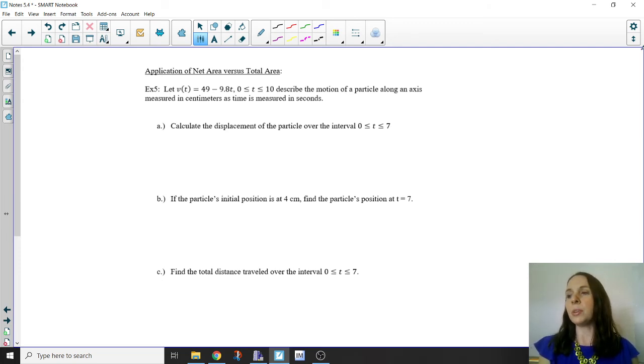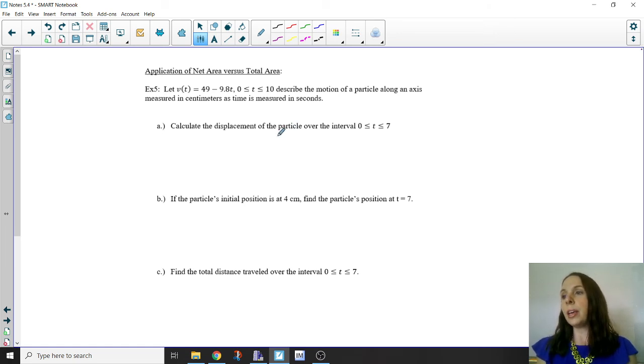Let v of t equal 49 minus 9.8t over the interval from 0 to 10. Describe the motion of a particle along an axis measured in centimeters as time is measured in seconds. We are asked to do 3 things, and they are all going to involve integrals. Part A, calculate the displacement of the particle over the interval from 0 to 7. Part B, if the particle's initial position is at 4 centimeters, find the particle's position at t equals 7. And finally, part C, find the total distance traveled over the interval from 0 to 7.